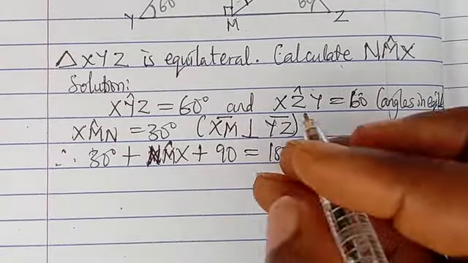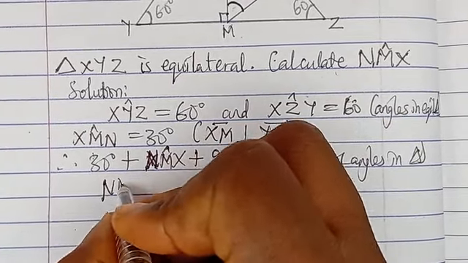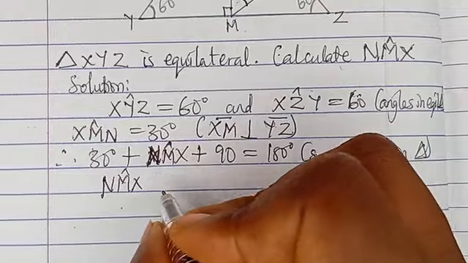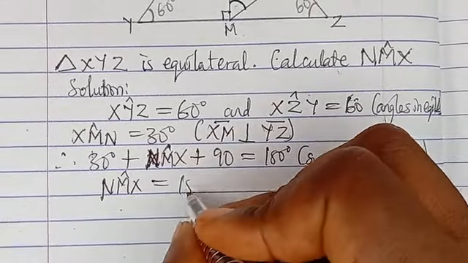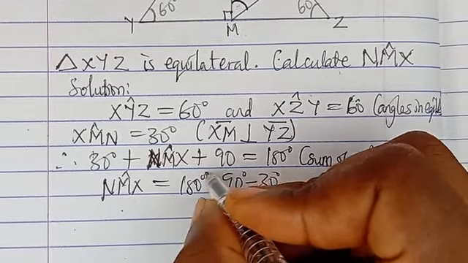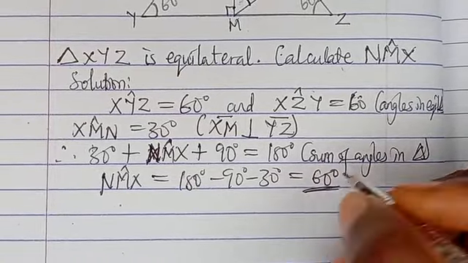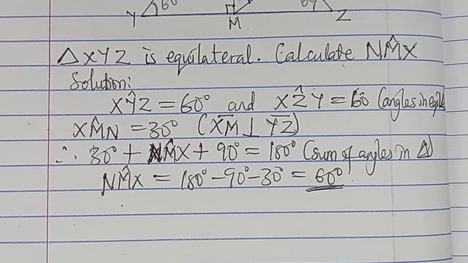So that we have that angle NMX is equal to 180 minus 90 minus 30, and we have it to be 60 degrees. So we've calculated the angle NMX.